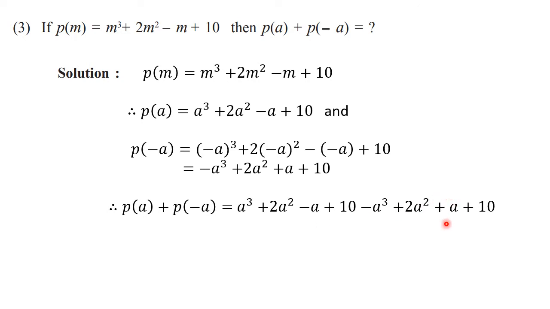Minus a and plus a will get cancelled because they have opposite signs. And then, see this plus 2a square and this plus 2a square, that will give us plus 4a square, and 10 plus 10 will give us 20. So this is our answer, 4a square plus 20. So it's very easy to find the polynomial.